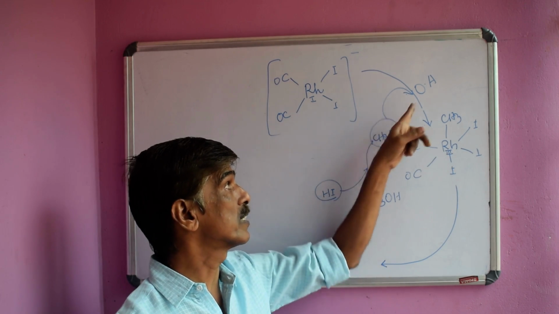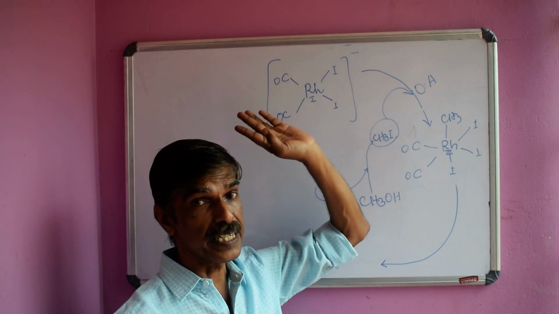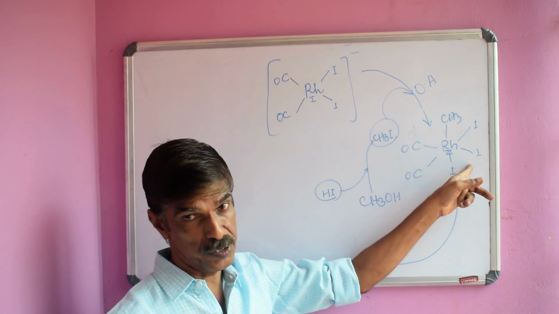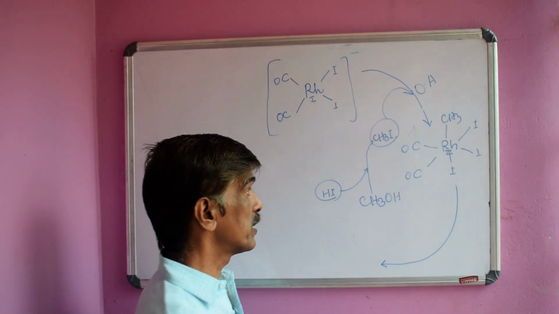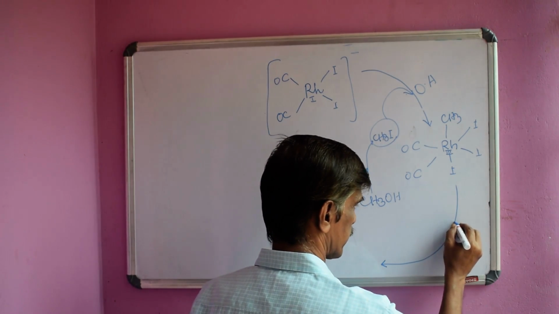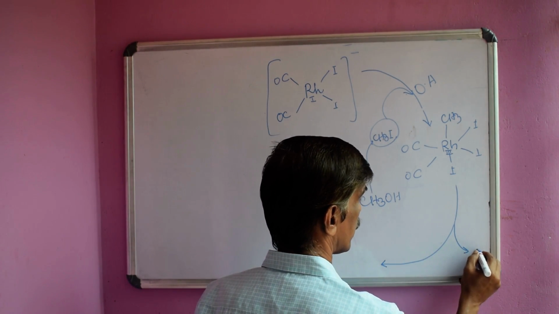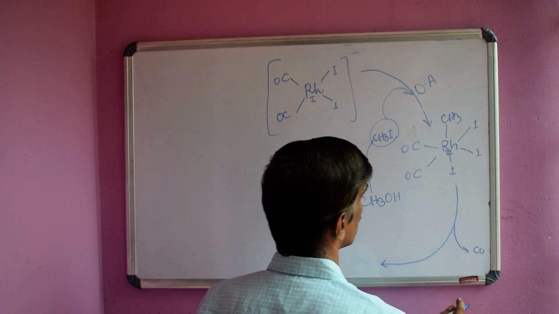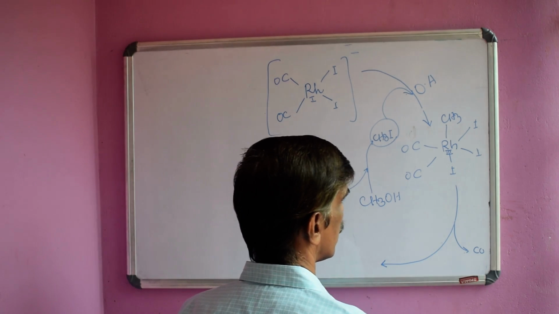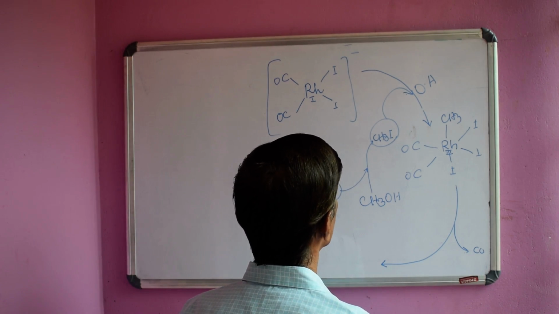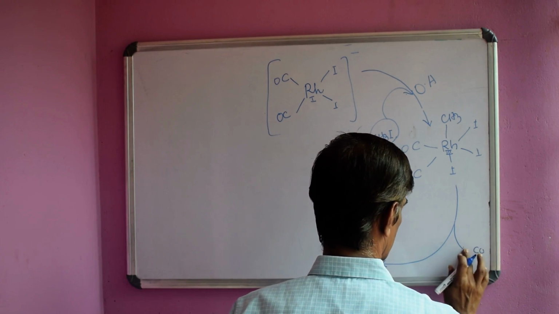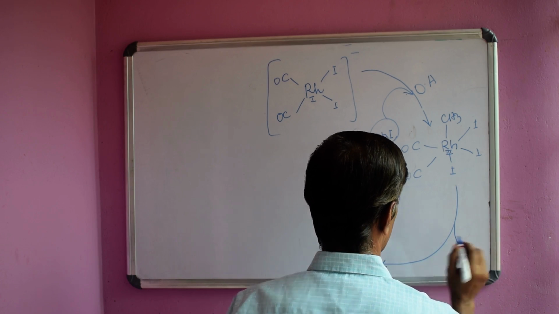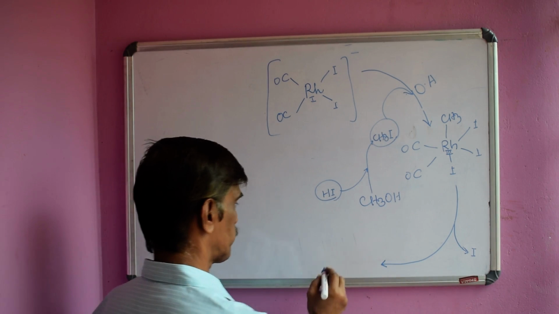You can see that this is an oxidative addition reaction. Both the coordination number and the oxidation number increased by 2 units. Okay. Now this 18 electron species loses one iodide, forming another species.